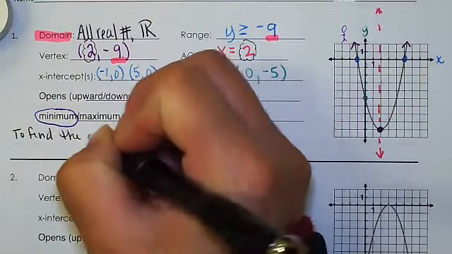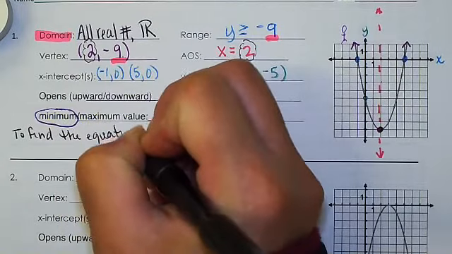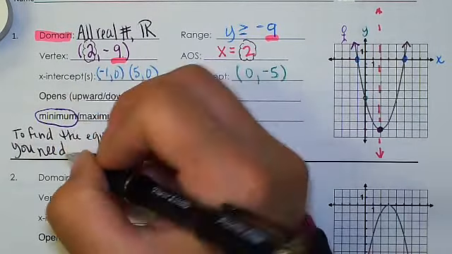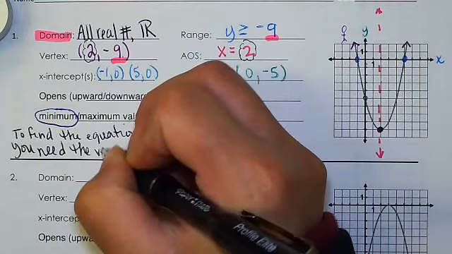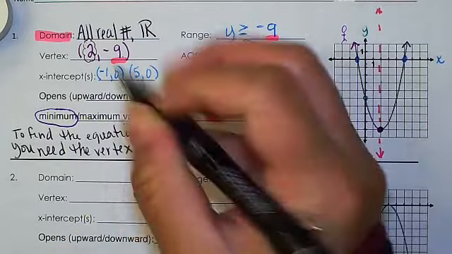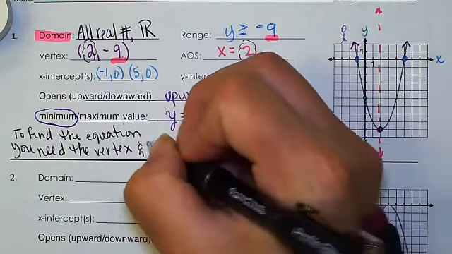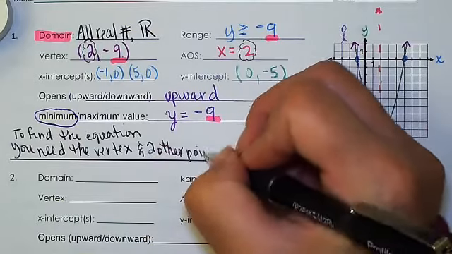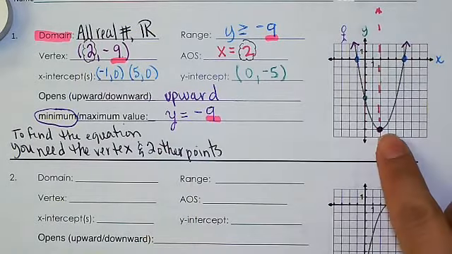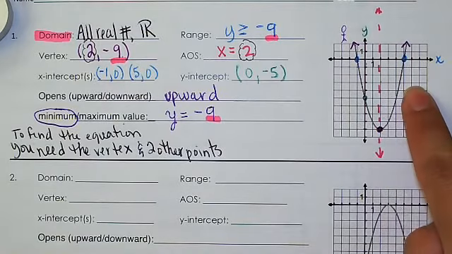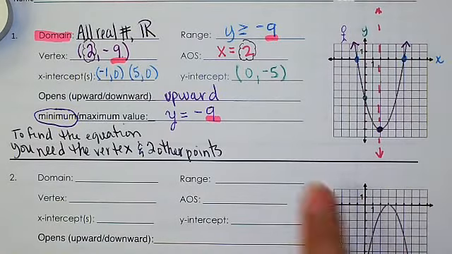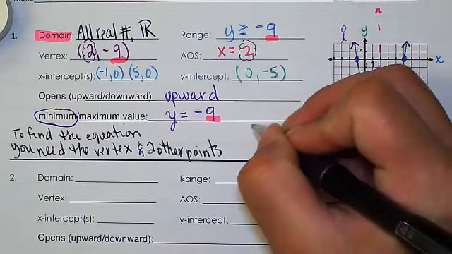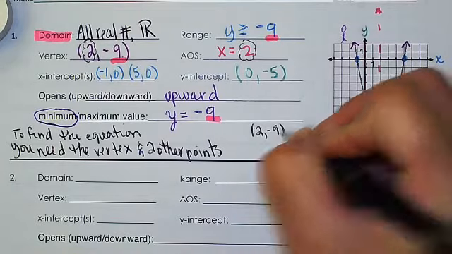To find the equation, you need the vertex and 2 other points. Now, since you're going to use the vertex, you want to get 1 point on the left and 1 point on the right of it, okay? So for example, for this one, I'm going to use the vertex, which is 2, -9.